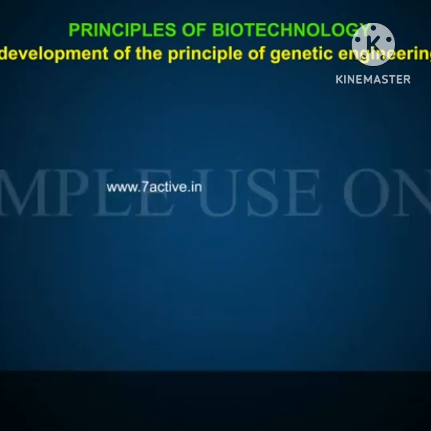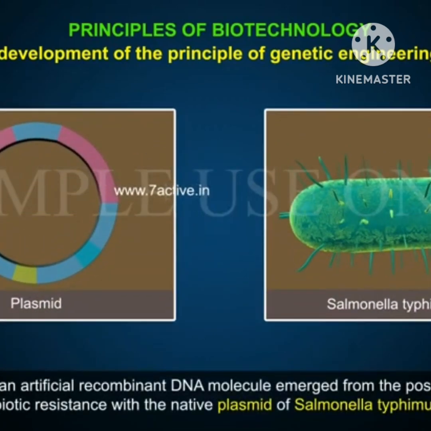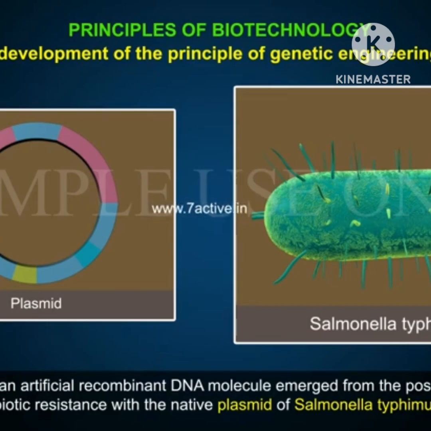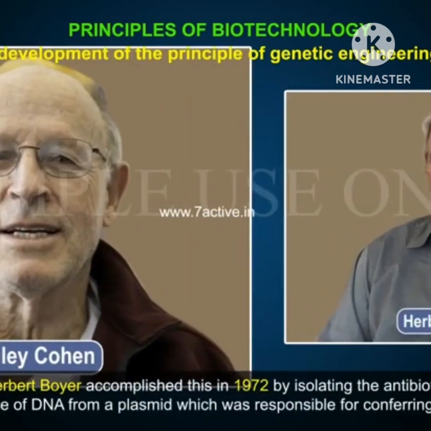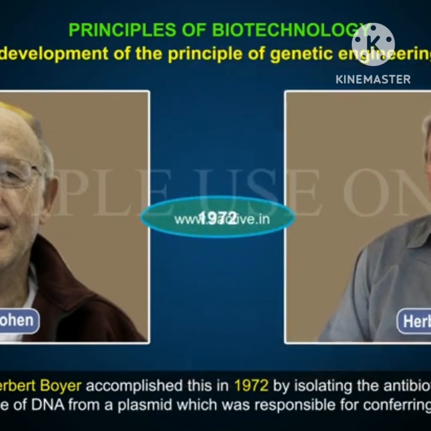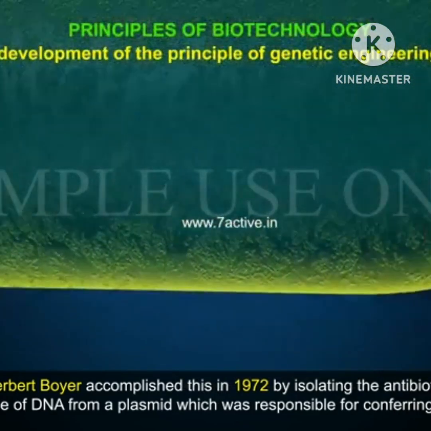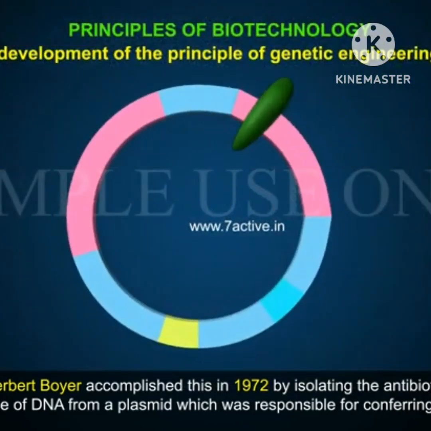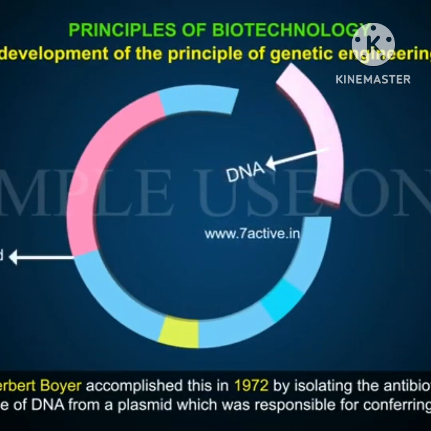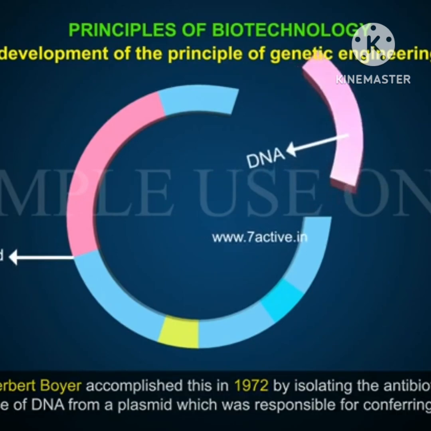The construction of an artificial recombinant DNA molecule emerged from the possibility of linking a gene encoding antibiotic resistance with the native plasmid of Salmonella typhimurium. Stanley Cohen and Herbert Boyer accomplished this in 1972 by isolating the antibiotic resistance gene, cutting out a piece of DNA from a plasmid which was responsible for conferring antibiotic resistance.